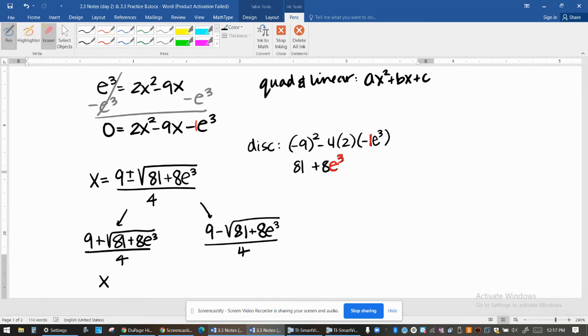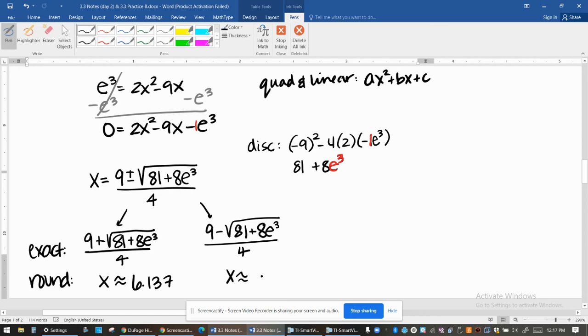Okay, so our exact answers would be 9 plus the square root of 81 plus 8 root 80 to the third power over 4. And then the same thing but with a subtraction. The rounded or approximate answers would be x is approximately 6.137 and approximately negative 1.637. Now remember, you got to substitute them back in. If you do, you'll notice that that one can't be the answer because it would make the argument negative.